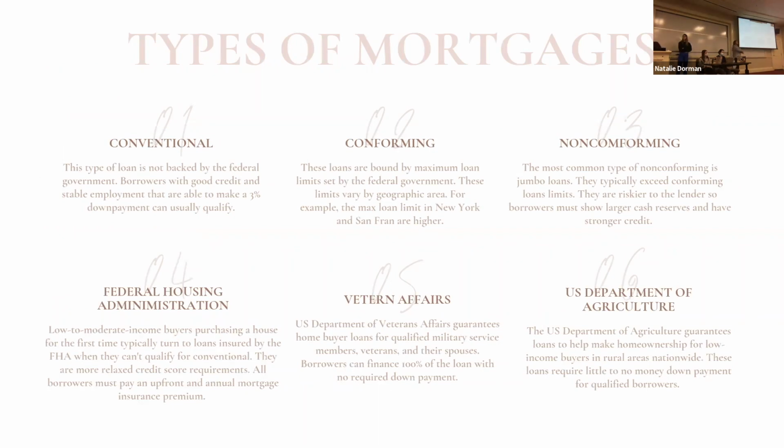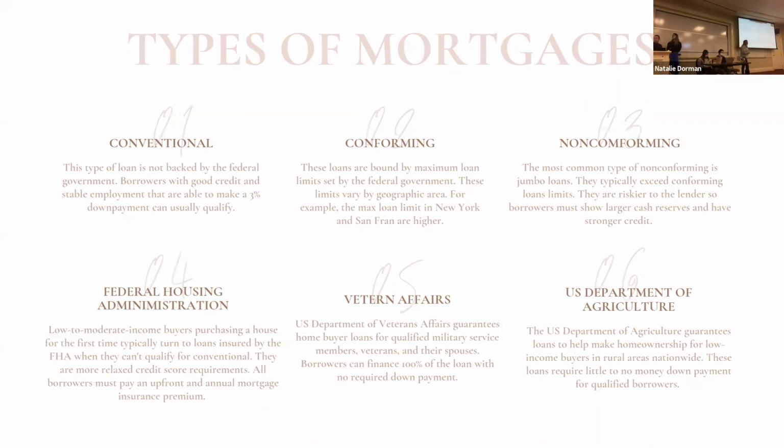Types of mortgages. We are probably going to be dealing with the top three. So conventional. This is one that's not backed by the federal government. Borrowers with good credit and stable employment who are able to make a 3% down payment can usually qualify for this. Conforming. These are ones that are backed by the government, so they vary by geographic area. If you live in New York or San Francisco, these mortgages will be higher.